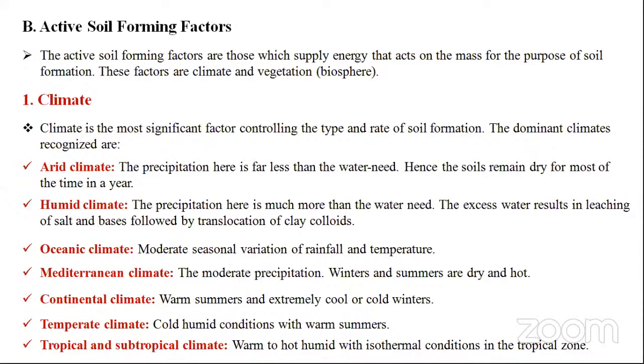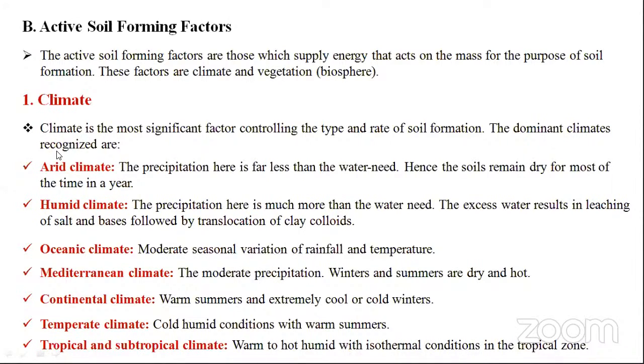So in that, the active soil forming factor is climate itself. It is a dominant factor to recognize the soils, because it produces precipitation, and precipitation means it produces some moisture content. There are different types of climatic conditions, especially arid climate, where the precipitation is far less than the water needed. So we can see very dry conditions prevail. Mostly in the arid zone, we can see this type of climate.